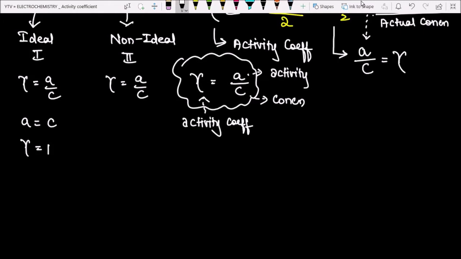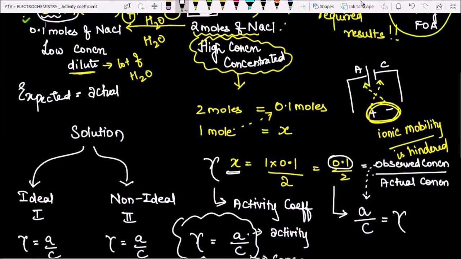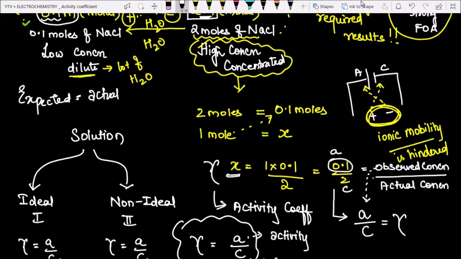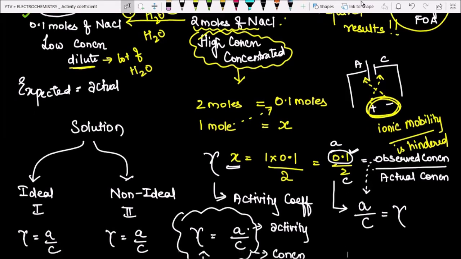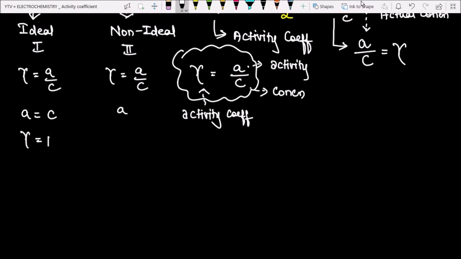Now just see the second case. In the second case, the value of A is less than that of C. Activity is less than the actual concentration. So I can write it as A is less than C. If A is less than C, what does it mean? Gamma is less than 1. Obvious fact, right? If the numerator is going to be lesser, obviously the value is going to be less than 1. Thereby, what can we conclude?